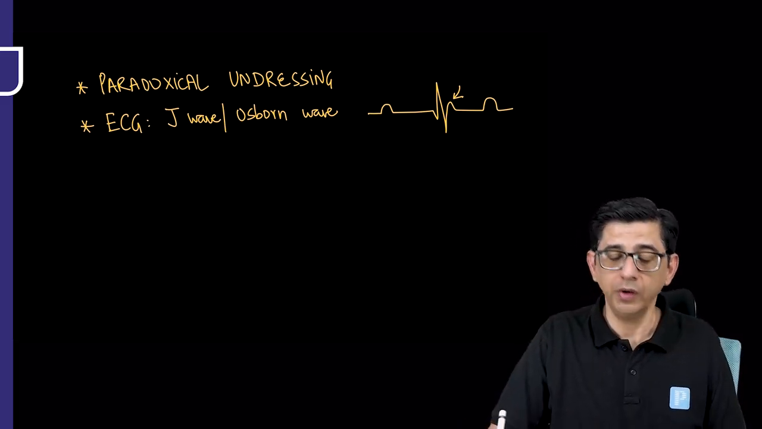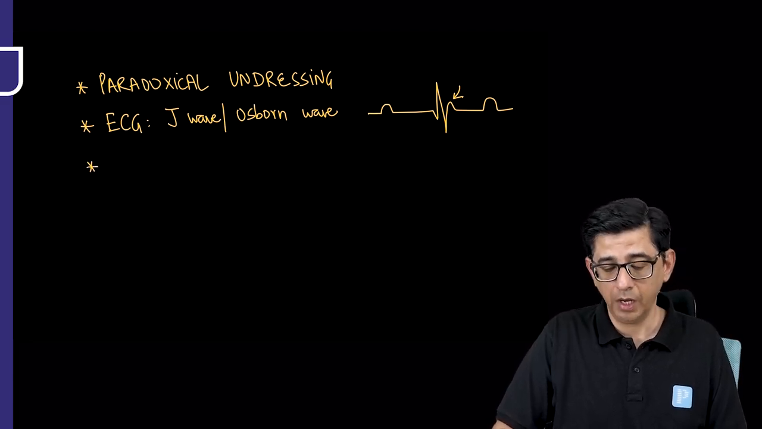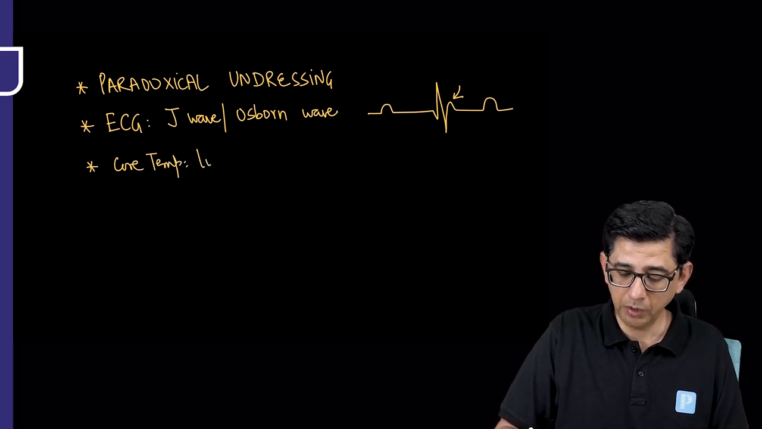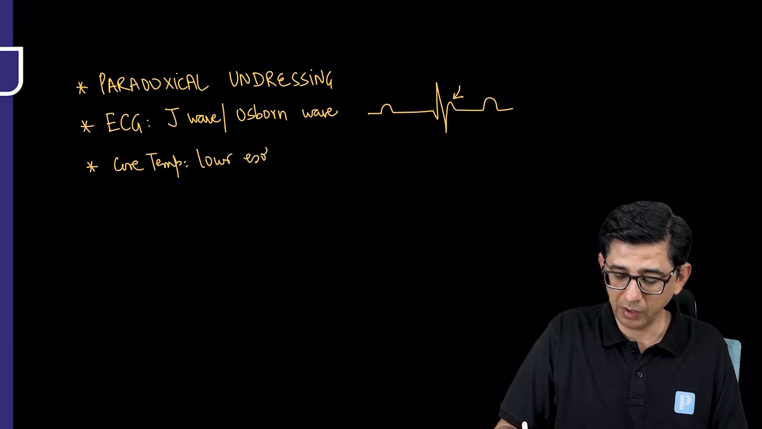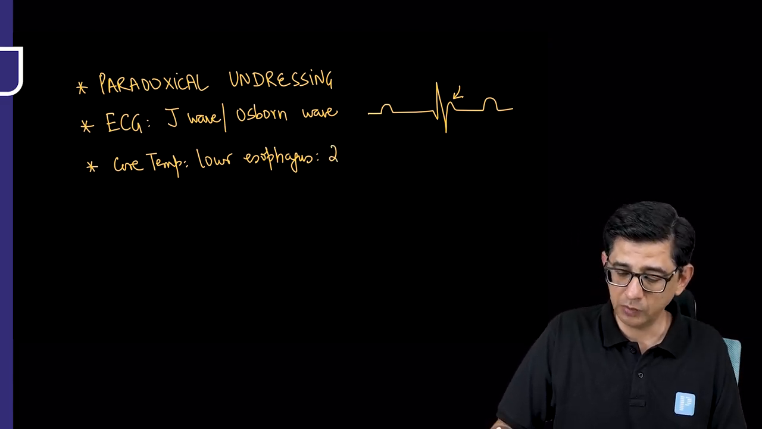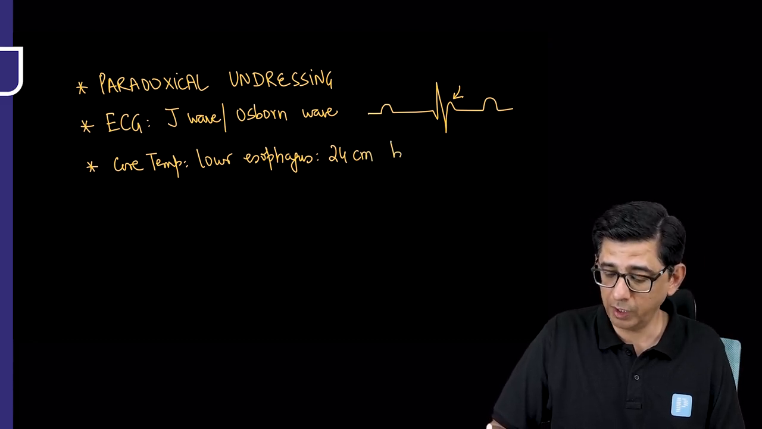Then he can also ask you where you would like to place the probe to check the core temperature. One of the preferred sites for checking the core temperature would be the lower part of the esophagus, and there he can put up a numerical question on where exactly in the esophagus. So your technical answer would be that the probe to check the temperature would be placed about 24 centimeter below the larynx.